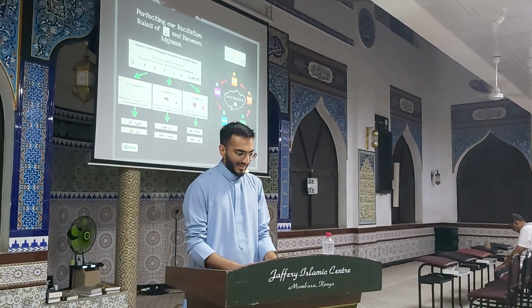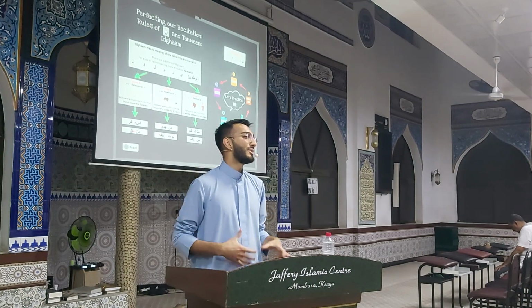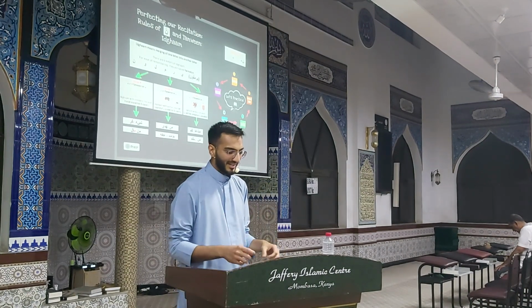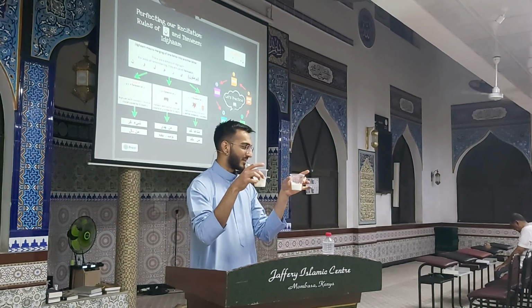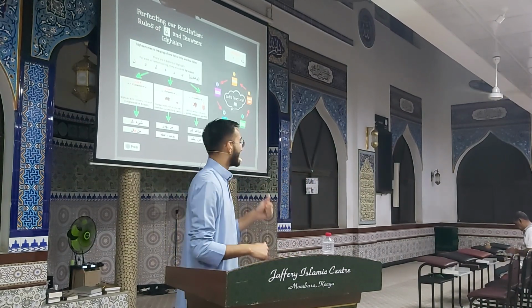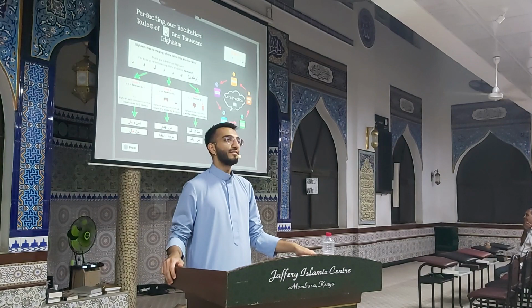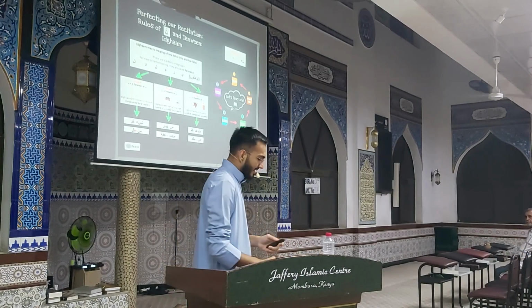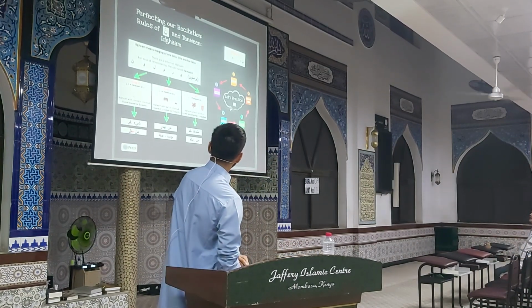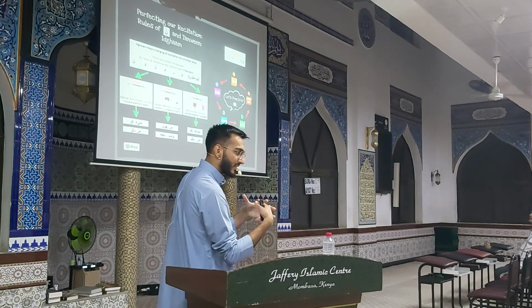So the theme with the kids upstairs is how to have fun with the Quran. So I thought we'd try something different. So we're going to make milkshake with the Quran. But through that, we're going to learn how to perfect the rule of idgham. Now, the rule of idgham is a rule that means merging.